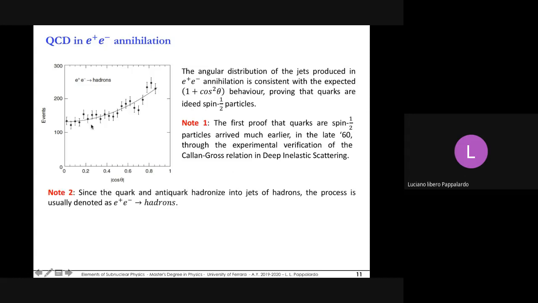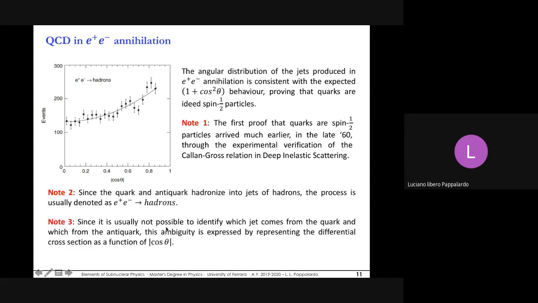Now, still a couple of comments on these results here. Since quarks and antiquarks hadronize into jets of hadrons, the process is usually denoted as e plus e minus into hadrons. Okay, you will not see here q q-bar because clearly at the end you will not observe a quark and antiquark, but you only observe jets of hadrons. And the other comment is the following. Since it is usually not possible to identify which jet came from the quark and which jet came from the antiquark hadronization, this ambiguity is expressed by representing the differential cross-section as a function of the absolute value of cos theta. Okay, so essentially here you include both possibilities.